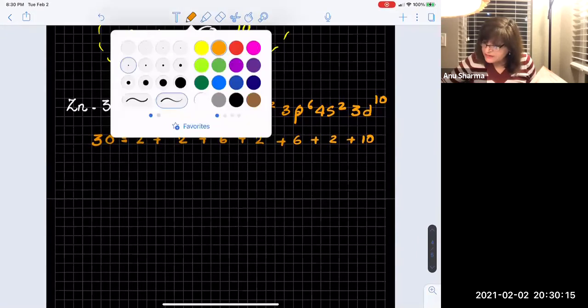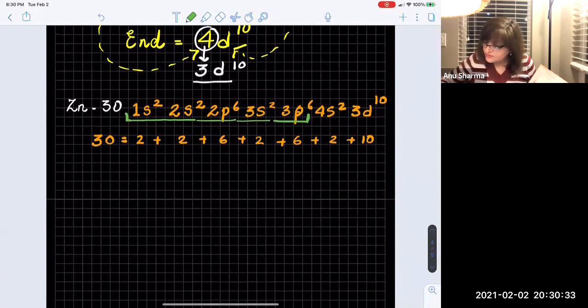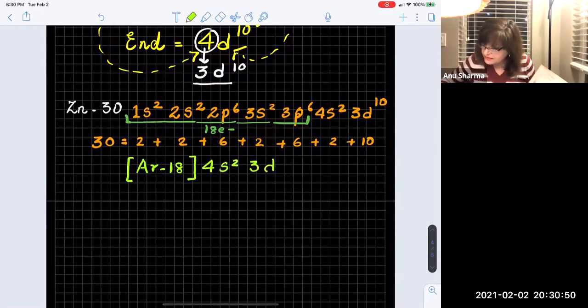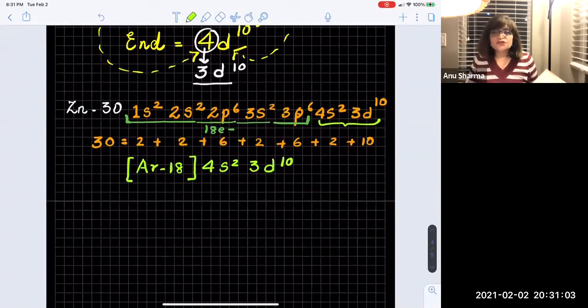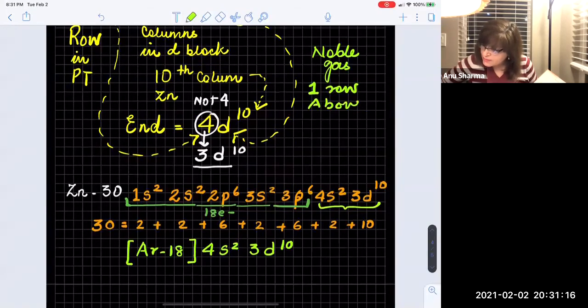Now we can condense it. So 2 plus 2 is 4, plus 6 is 10, plus 2 is 12, plus 6 is 18. So these 18 electrons correspond to argon. So argon is 18 electrons. So the inner core is that argon, and then comes 4s2 and 3d10. Okay, clear? These remaining ones, you just write them like that. These are left over. The inner core is always going to be the noble gas, one row above, which means one period above.